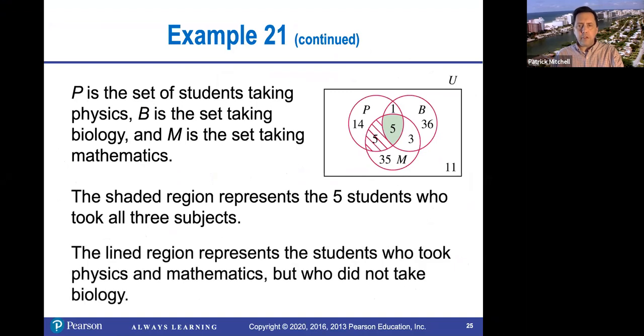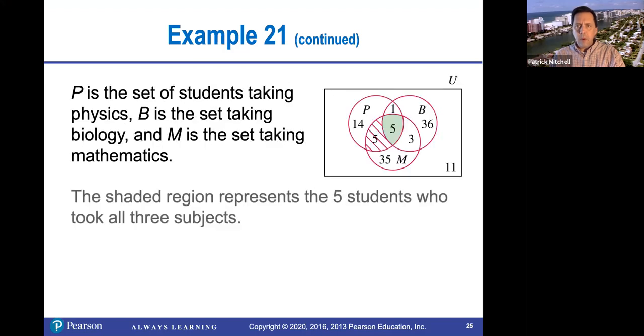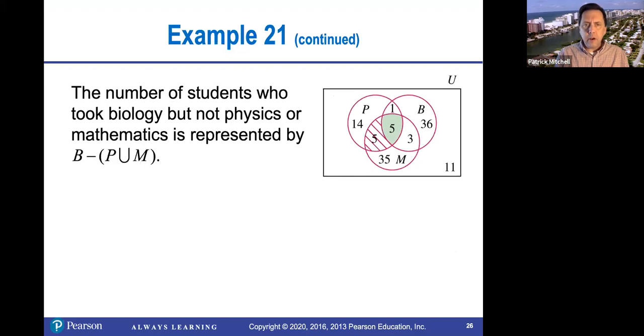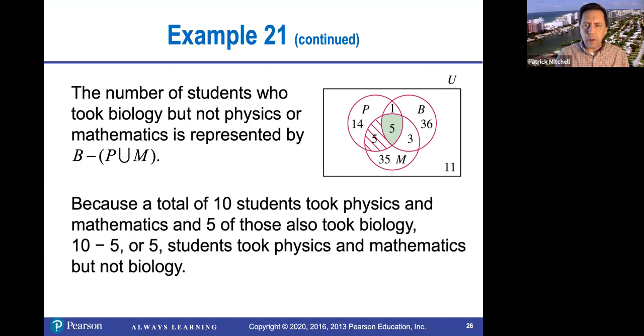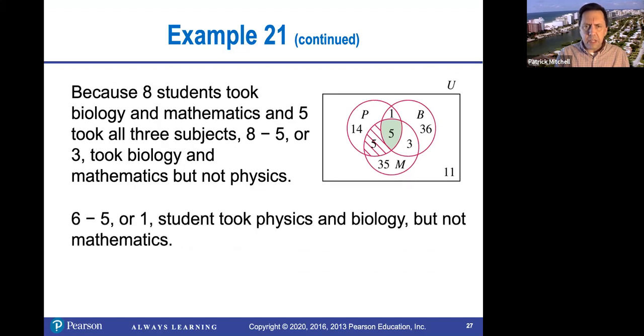All right, so the first question was, what was the first question? How many students took biology, but neither physics nor mathematics? Well, that would be the 36 students that you see right under the letter B. I think here, yeah, on that last slide, they were just explaining some of the work that we already went over. And I think they're still doing that.